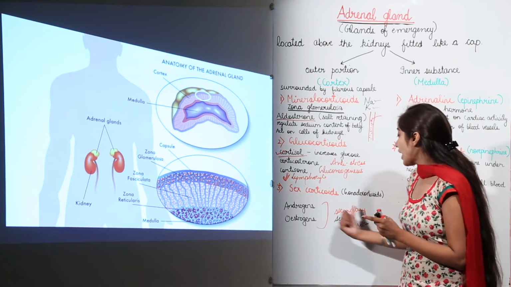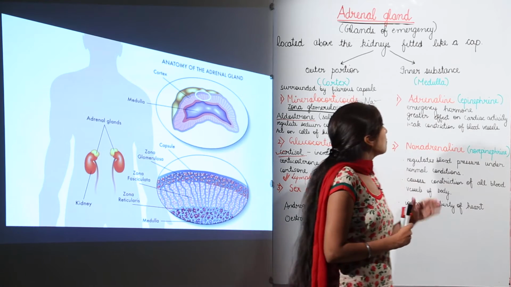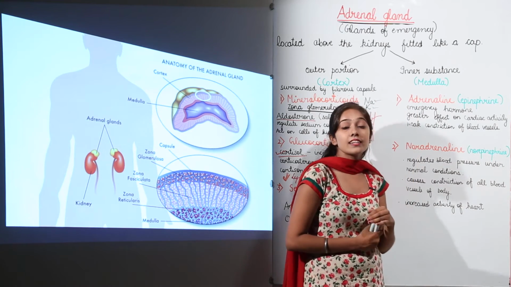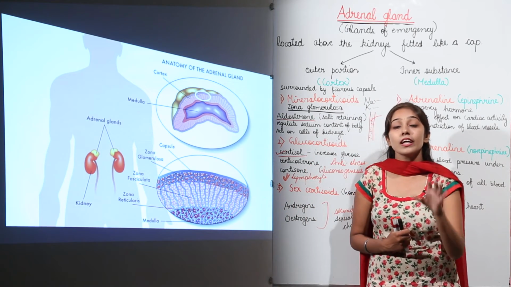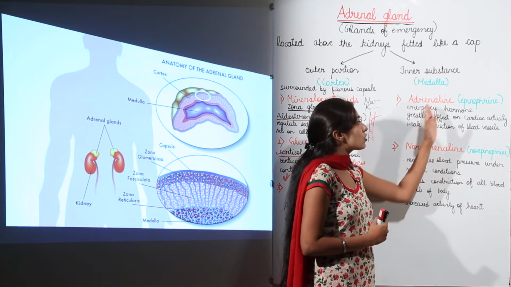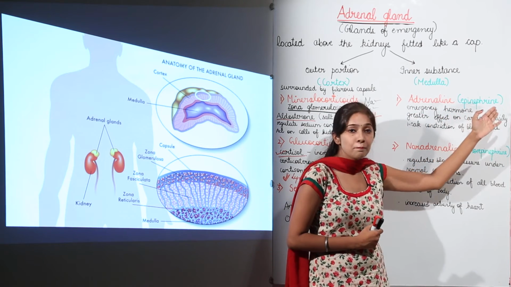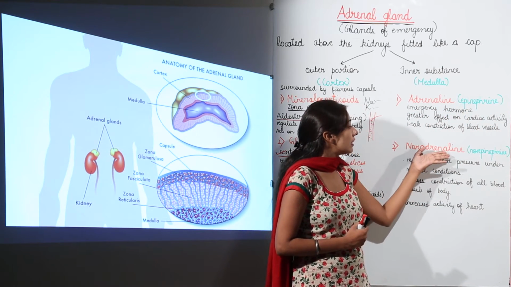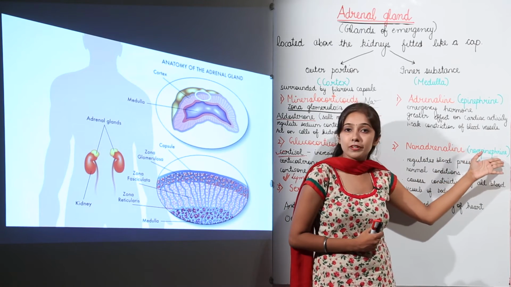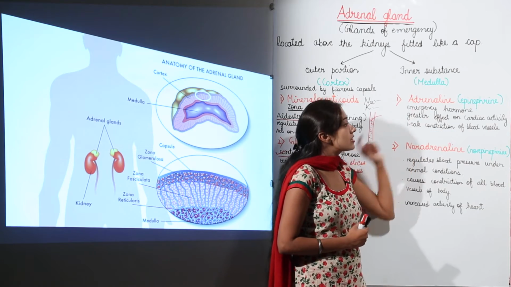So these are the gonadocorticoids, that is androgens and the estrogens. Moving on to the inner substance, that is the medulla. We are going to deal with the adrenal medulla. Now the two major hormones of adrenal medulla are adrenaline, that is epinephrine, and noradrenaline, that is norepinephrine. So the adrenaline hormone is known as emergency hormone.